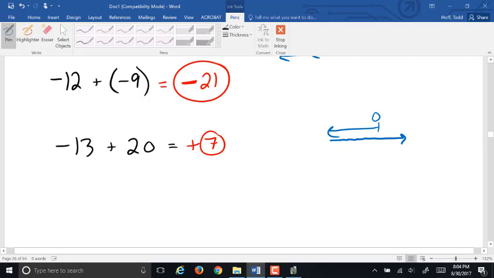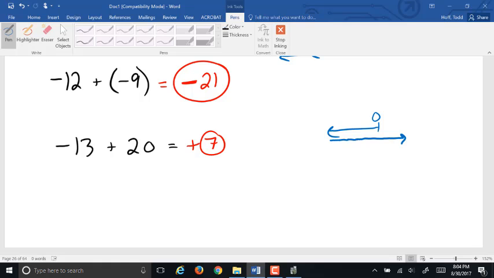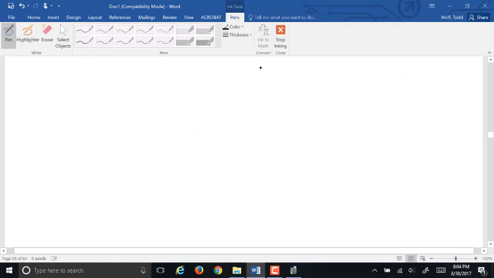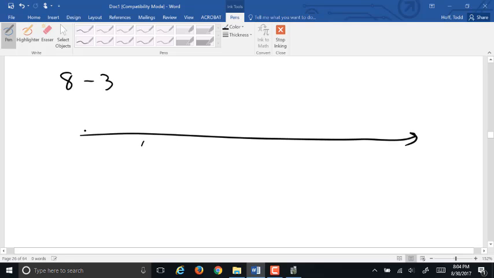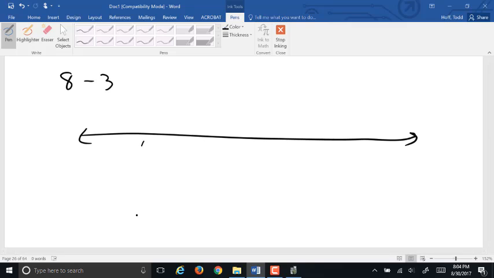Now, when we go to subtraction, it gets a little tricky. Subtraction is where we usually have some problems. And the reason for that, as I mentioned in the first hour, is that addition and subtraction are really the same operation. Subtraction is the inverse or the reverse of addition. It undoes addition.